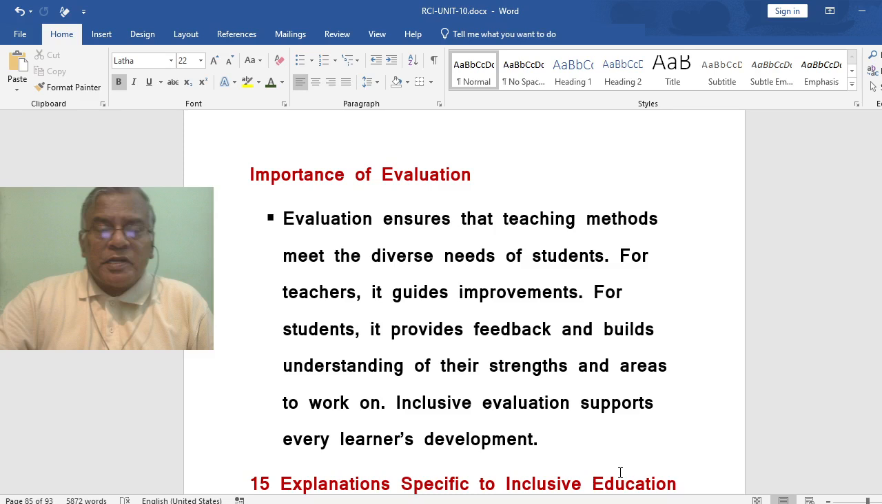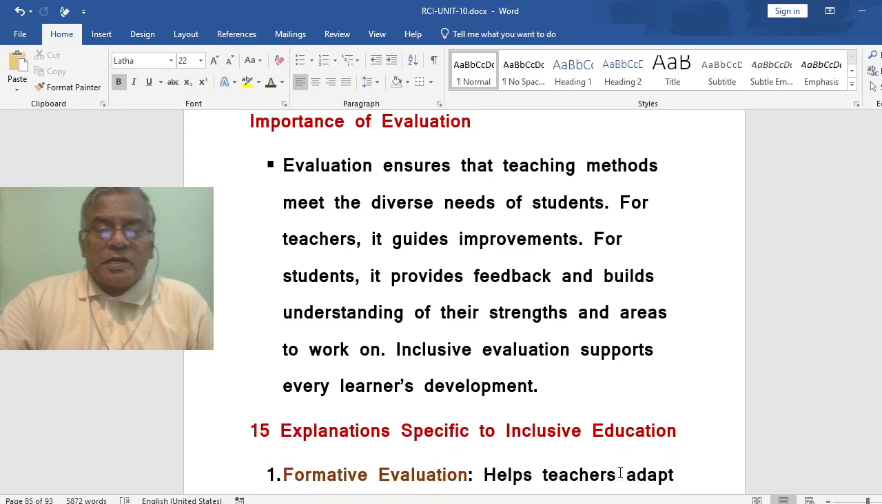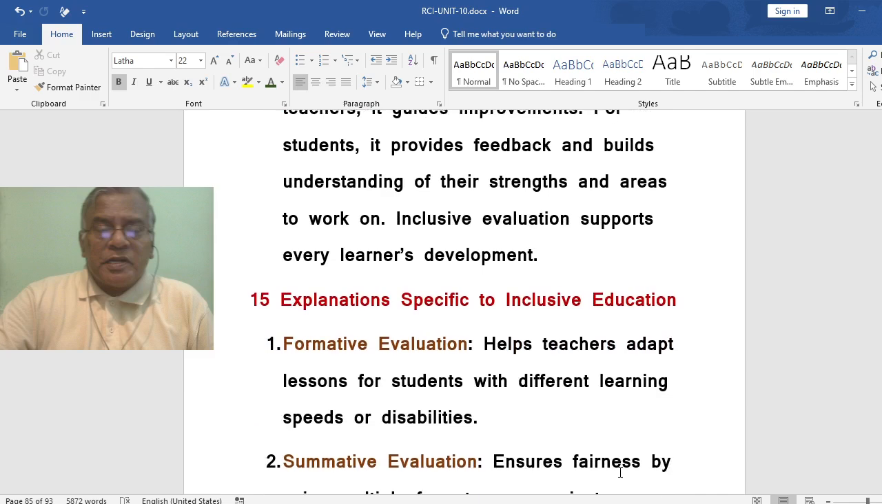So what is the importance of evaluation? Evaluation ensures that teaching methods meet the diverse needs of students. For teachers, it guides improvements. For students, it provides feedback and builds understanding of their strengths and areas to work on. Inclusive evaluation supports every learner's development.